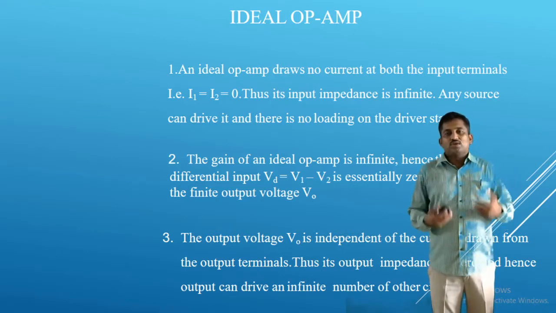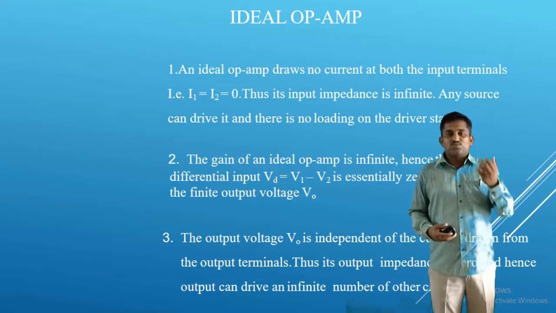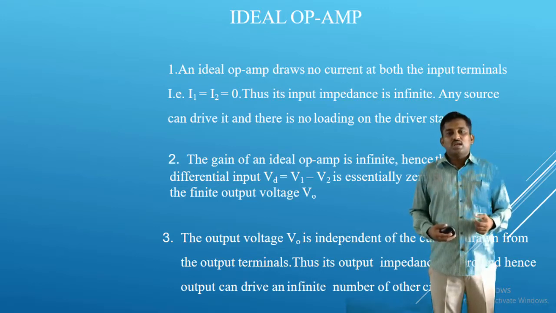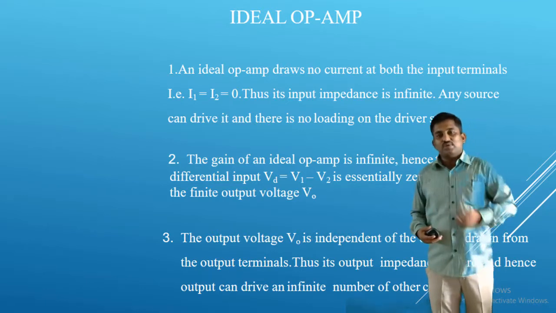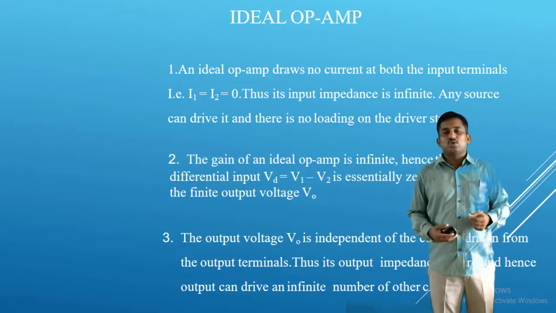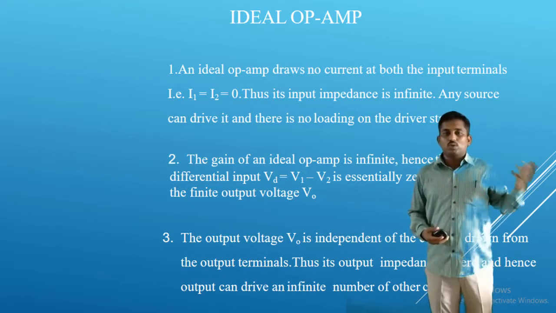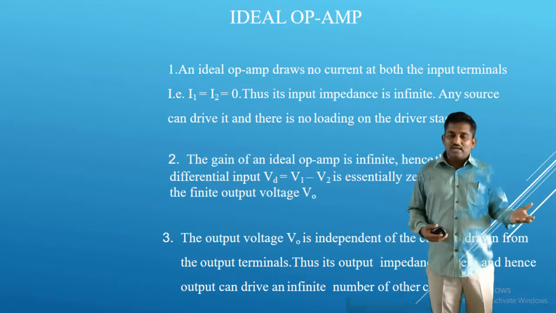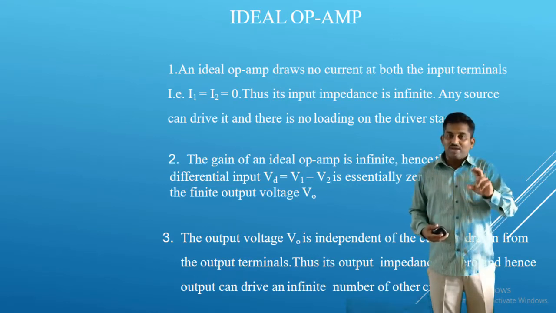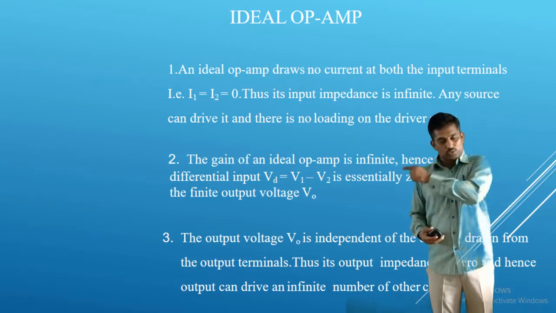We all know that V = IR. So for the input voltage, VI = II × RI. Here I want to measure RI. So VI divided by II is equal to RI. If the input current is 0, something divided by 0 is equal to infinity. That indicates the input resistance, or input impedance, of an ideal op-amp will be equal to infinity.